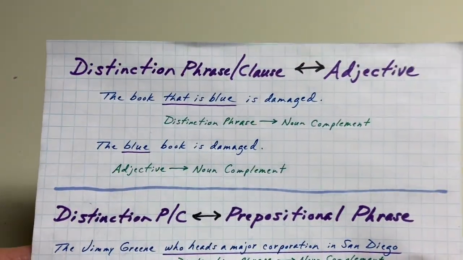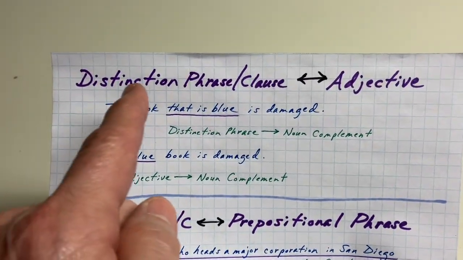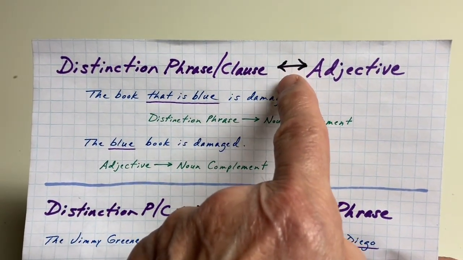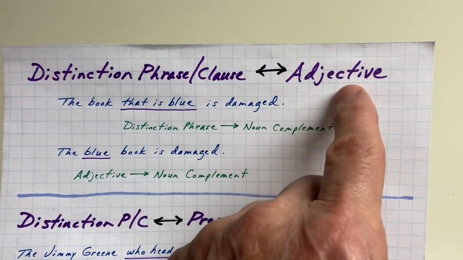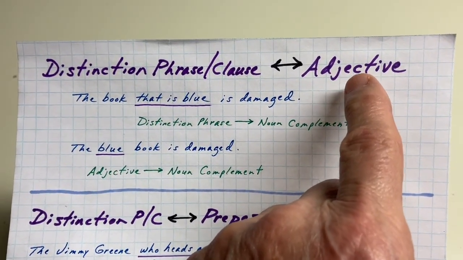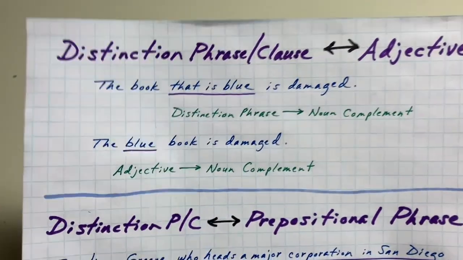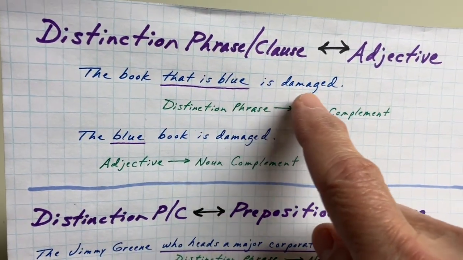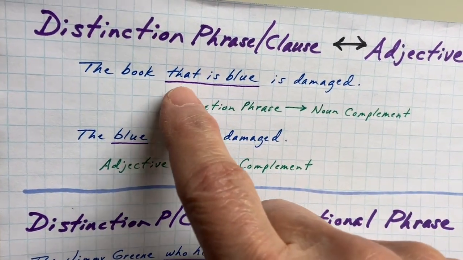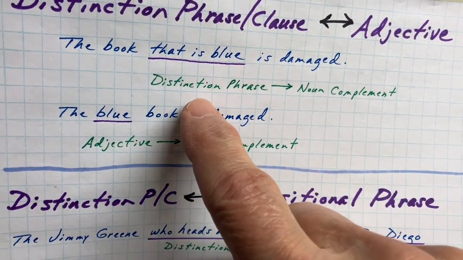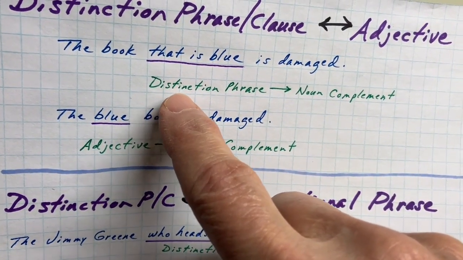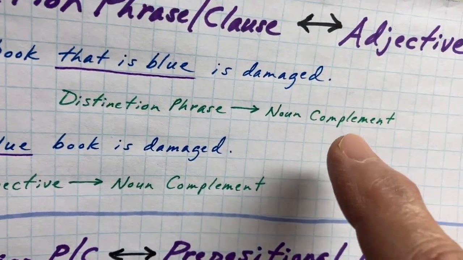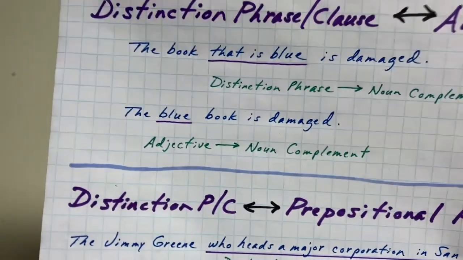Now, as I mentioned, the distinction phrase or clause used as a noun complement is associated with the adjective or adjective phrase used as a noun complement. And here's a very simple example. The book that is blue is damaged. So here you see the distinction phrase, okay? That's the structure. It's a distinction phrase, all right? But it's functioning as a noun complement. You've seen that many times in my previous videos.